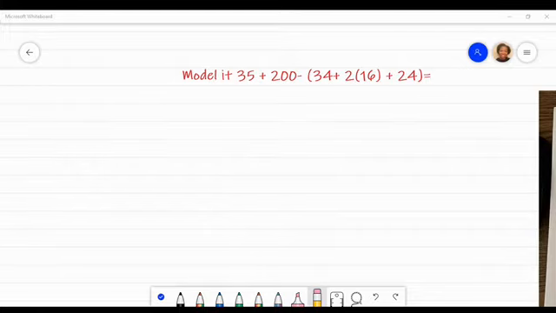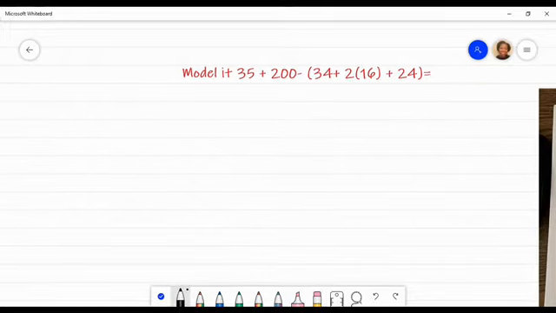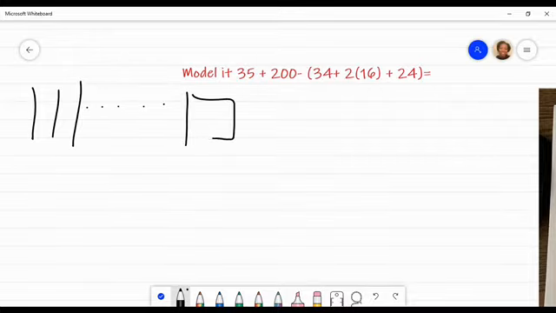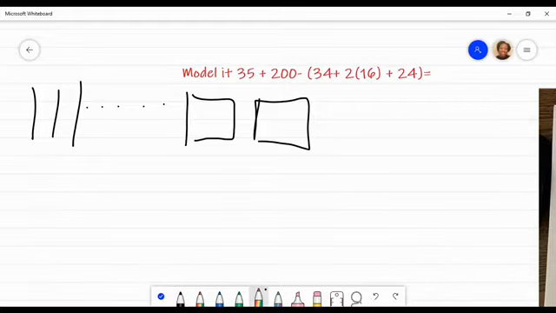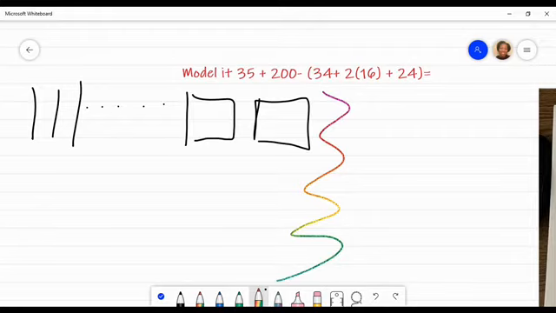And we're going to use base 10. So I get my marker: 10, 20, 30, 31, 32, 33, 34, 35, 100, 200. And then I would do a separation, because this shows 35 plus 200, and then everything else after the squiggly line is what we're subtracting.